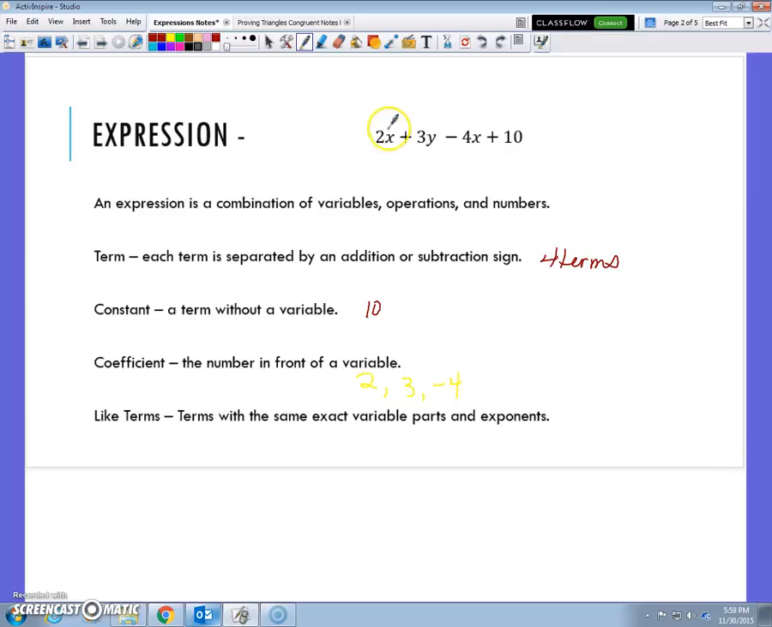So in this case, the only like terms that we have here are the 2x and the -4x. Those are the two that can go together. 3y and 10 are different. I mean, they're all different things. They have to have the exact same variable parts. You can't add the 3y with the 10 because the 10 doesn't have a y on it. So let's not make it more confusing than it has to be. The variables and their exponents have to be exactly the same in order to combine them together.